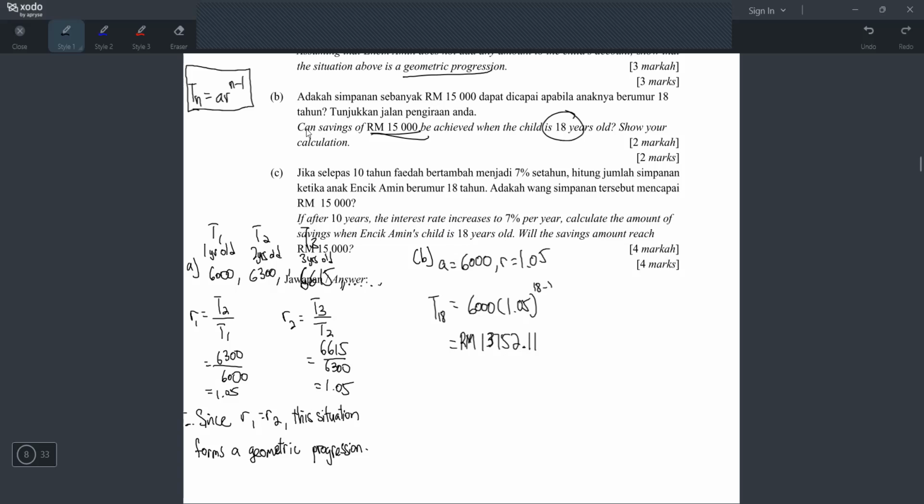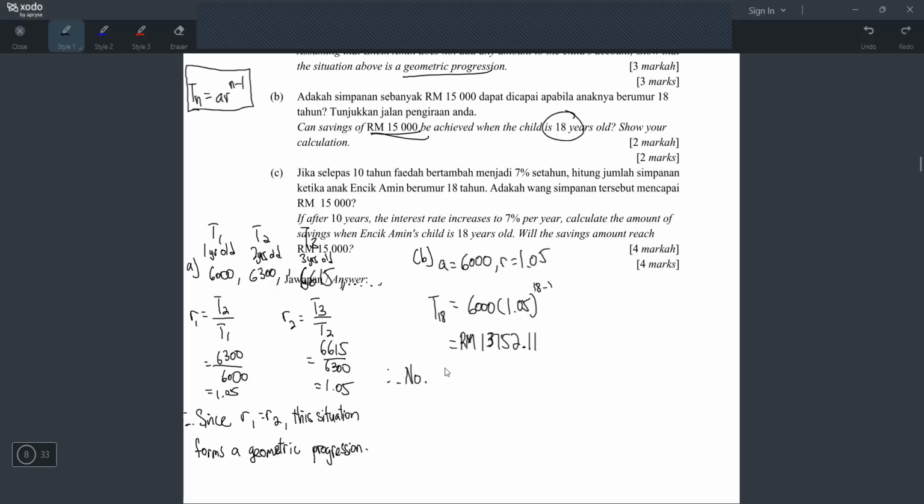So now it says what? Can savings of 15,000 be achieved? So what I'll write here, we can just write no, right? No, because this is still not more than 15,000, right? So I'll just write no.